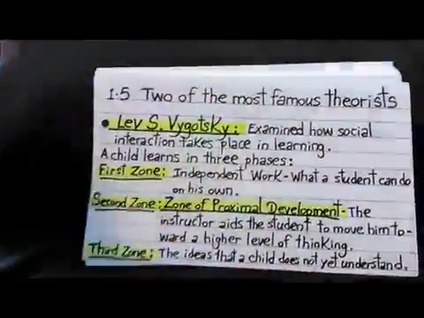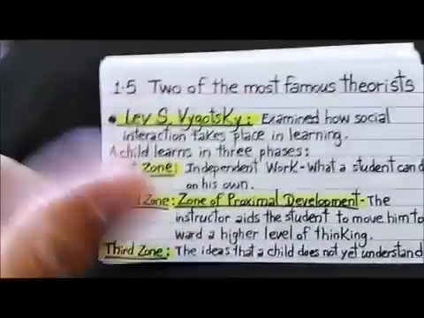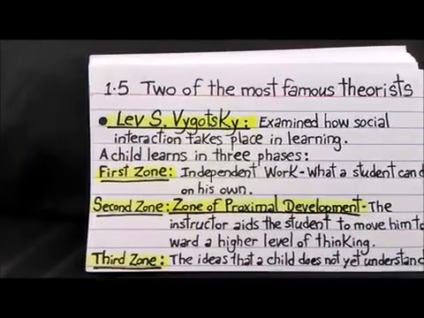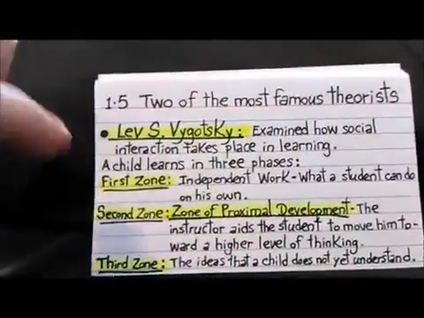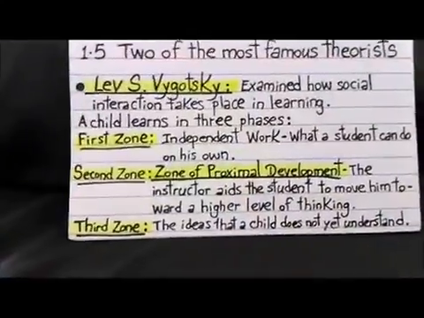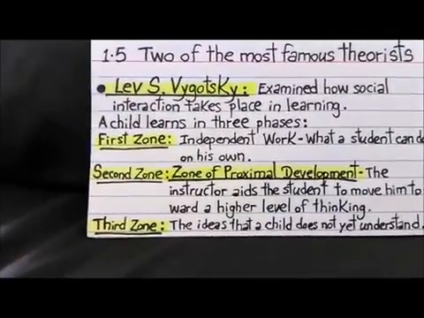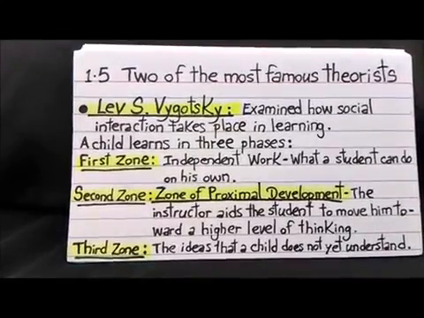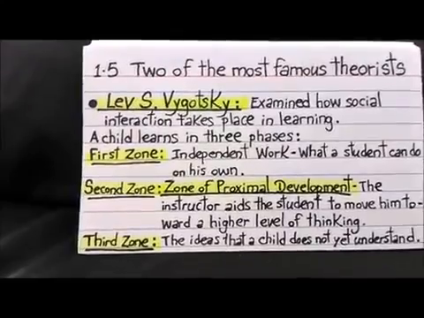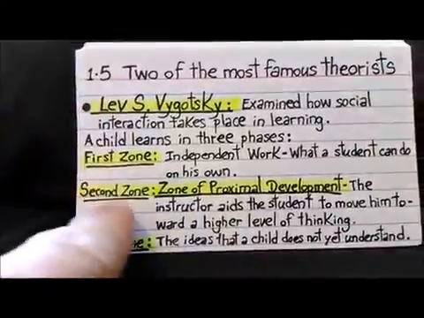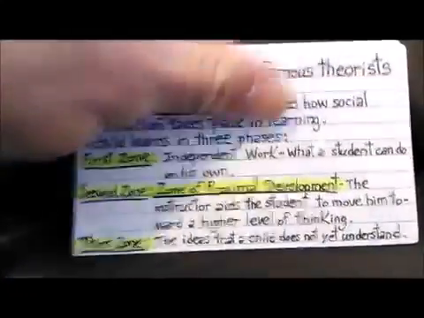Well, Lev Vygotsky, he examined how social interaction takes place in learning. A child learns in 3 phases. The first zone, independent work, what a student can do on his own. The second, this one is important, the zone of proximal development. The instructor aids the student to move him toward a higher level of thinking. And the third zone is the ideas that a child does not yet understand, but Lev Vygotsky is most famous for this one, the zone of proximal development.